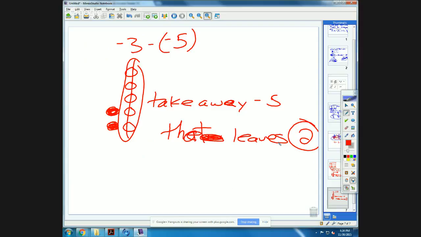Okay, now Christian was thinking back into this previous life he had. He's reincarnated now in this class. That he used to take that and he used to rewrite it as adding the opposite. Okay, -3 plus 5. I'm still at a loss.